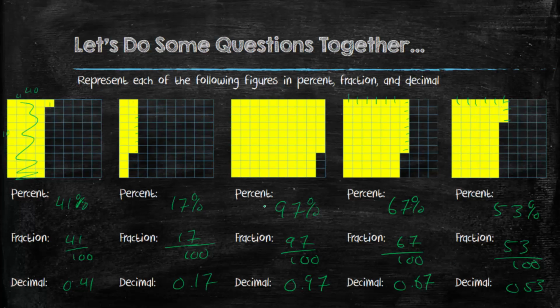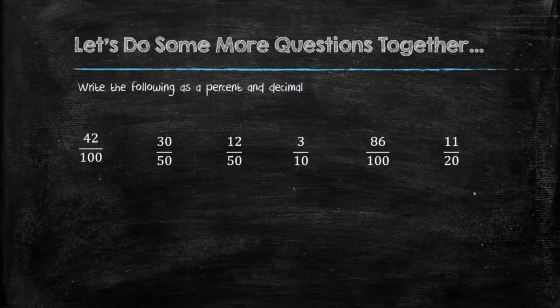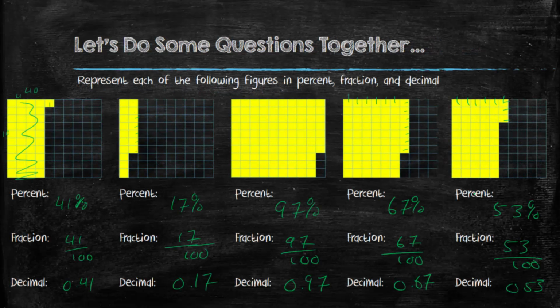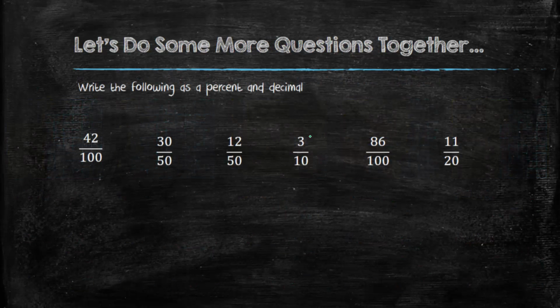Okay, so we looked at these 5 figures and we've written them in percentages, fractions, and decimals. Okay, so let's do some more questions. Write the following as a percent and decimal. So previously, in the previous slide, you saw figures, right? So visual representation. What happens if someone gives you a fraction, 42 over 100, and you were to write that as a percentage or a decimal?